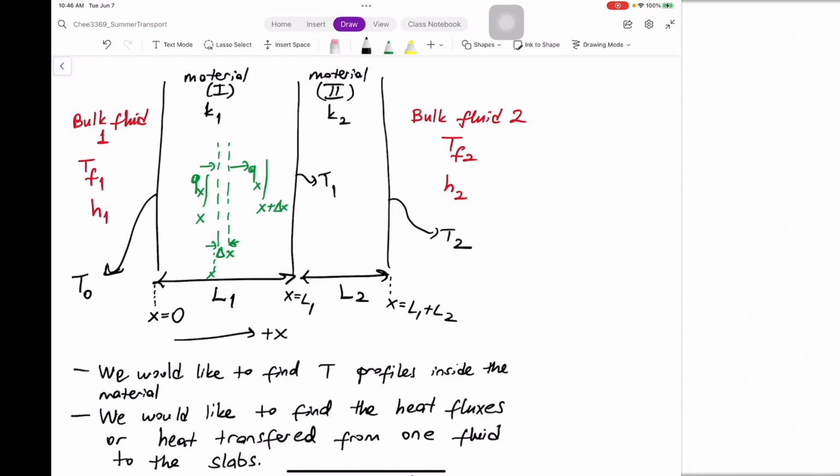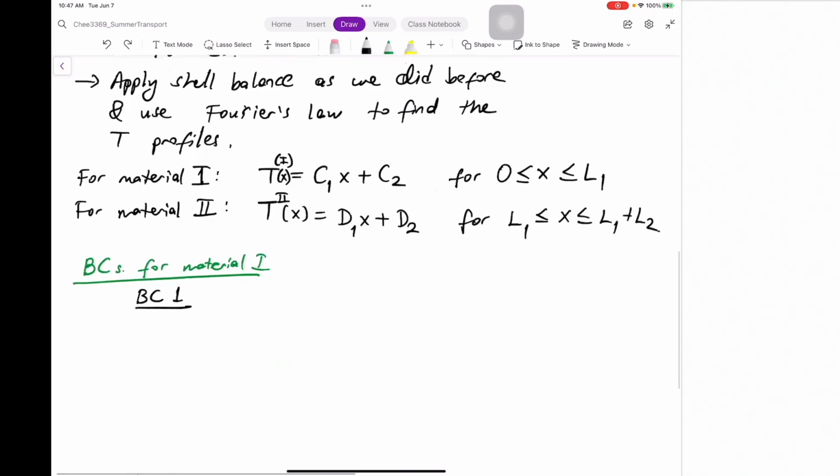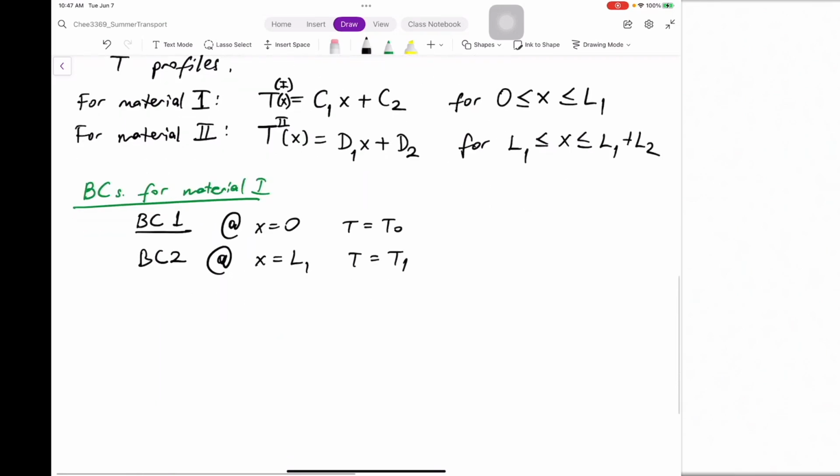So the boundary conditions for material 1 are T0 at x equal to 0, and T1 at x equal to L1. At x equal to 0, T is equal to T0, and boundary condition 2, at x equal to L1, T is equal to T1. You use these two boundary conditions in combination with this equation, and then you solve for C1 and C2, and you're going to find the following equation.